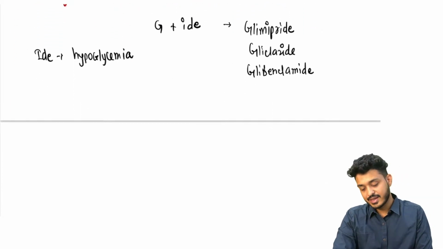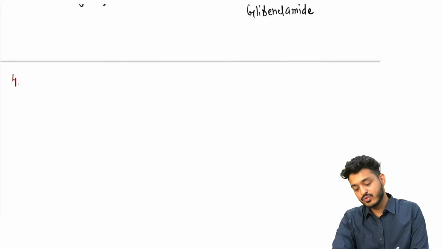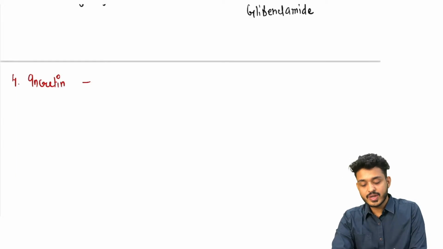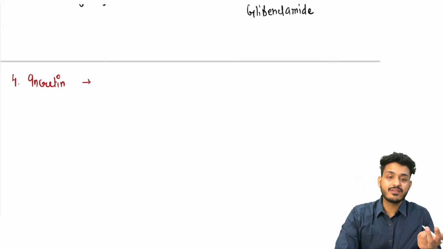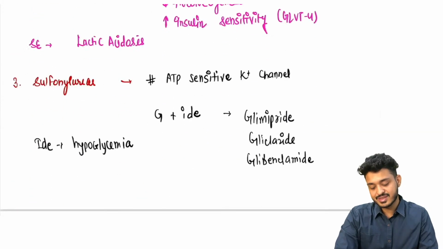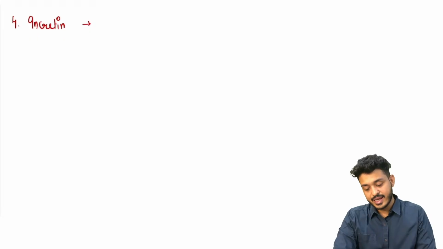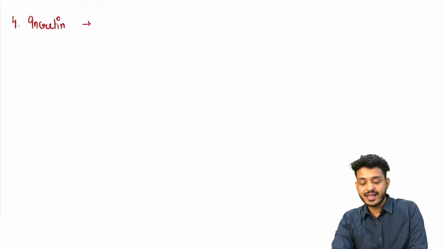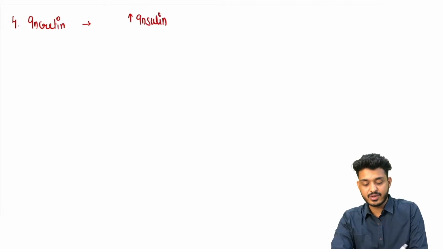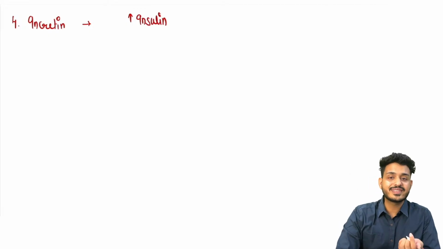Now the next class of drugs, the fourth one, is going to be incretin. In total we are using 8 classes of drugs. First one we have discussed is insulin. Second we have discussed metformin, which is the biguanide group of drugs. Third one we have discussed is the sulfonylureas. Now we are discussing the incretin. Remember, incretin has a function: the function is to increase the insulin. Simply remember this particular fact.